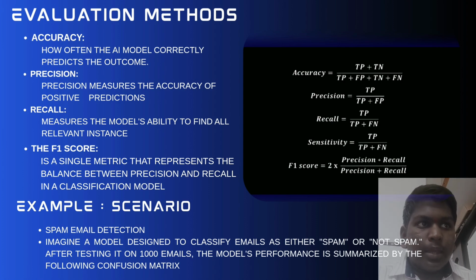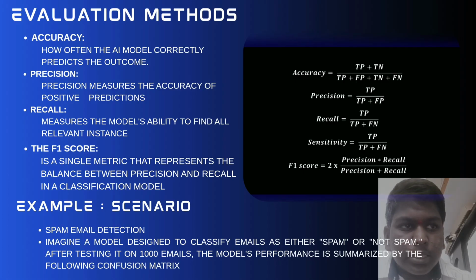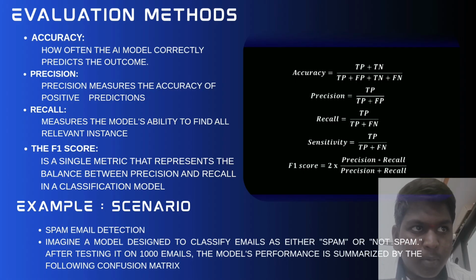Same in F1 score. F1 score is equal to 2 into precision into recall divided by precision plus recall, where the precision and recall are multiplied in the numerator, and in the denominator both are added, and the numerator is multiplied by 2.